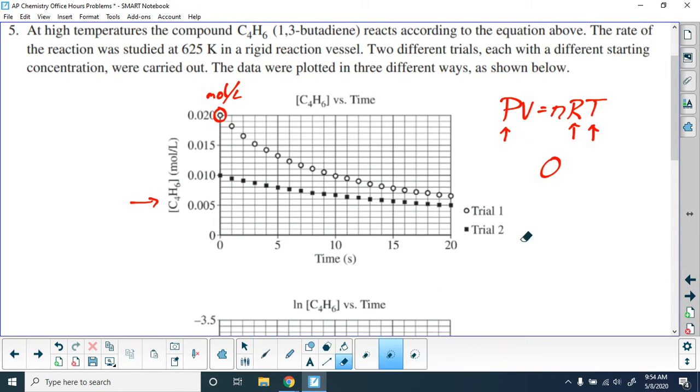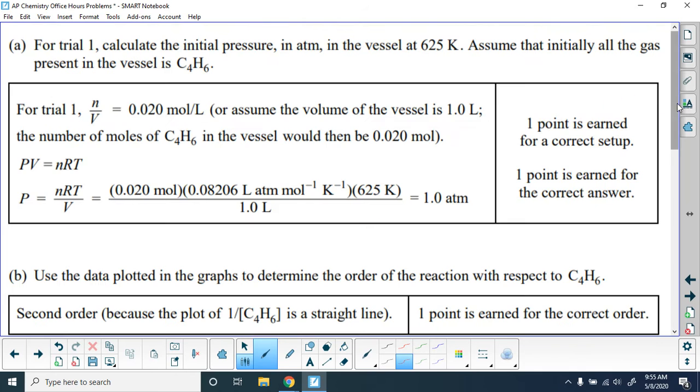Well, there's 2 things you could do. You could assume a volume, so consider any volume you want to. 1 liter would be a great choice. And if you choose your 1 liter and then you use your molarity, you could calculate the number of moles and you'd have n and you can solve for P. But another way to do that is to rearrange this equation. I'll show you their math right here. We were given moles per liter at the initial, the start of the problem, 0.020 moles per liter.